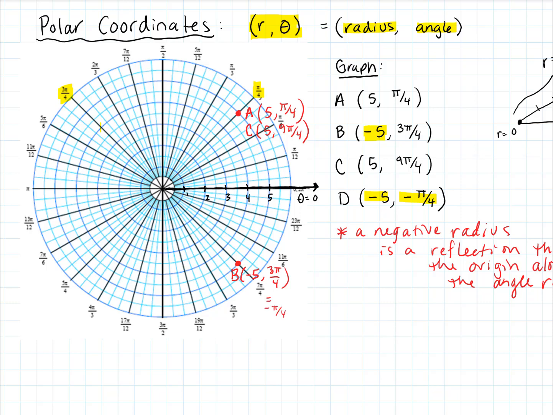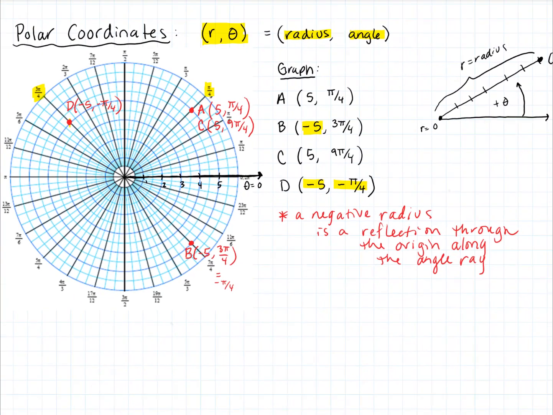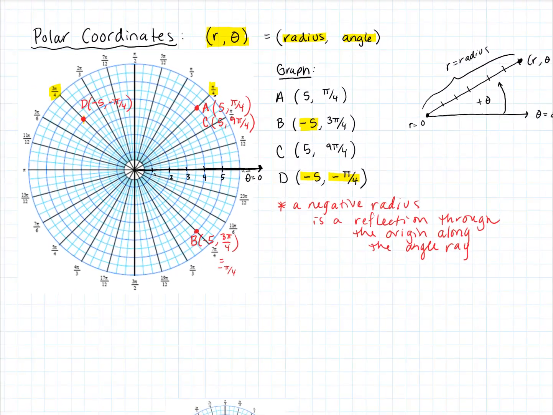So if we go negative pi over 4, so we go this direction, negative pi over 4. But then we have a negative radius. So that's going to reflect me through the origin along that ray out to my radius of 5. And so this point right here would be D, which is negative 5 and negative pi over 4. I put the angle first. Okay, so that is how we plot points. That's a very brief overview of the polar coordinate system.